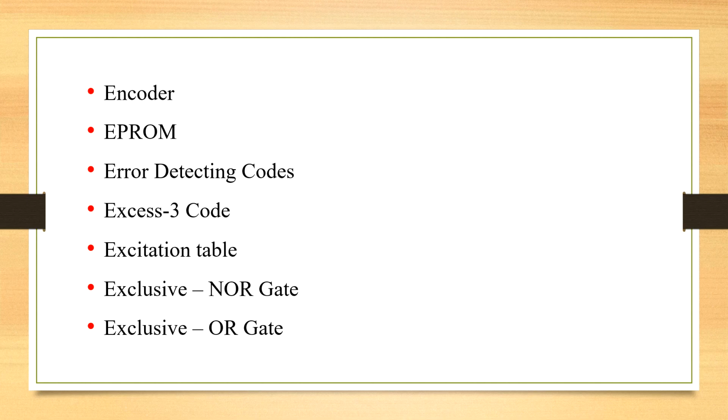Next one, XS3 code. XS3 code is a modified form of a BCD number. The XS3 code can be derived from the natural BCD code by adding 3 to each coded number. For example, the decimal 12 can be represented in BCD as 00010010. Now, adding 3 to each digit, we get excess 3 code as 01000101.